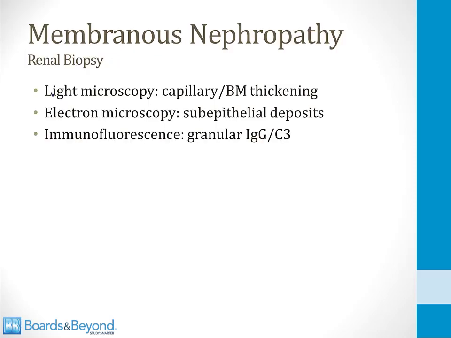So just to summarize the renal biopsy findings in membranous nephropathy, on light microscopy, you see capillary and basement membrane thickening. On electron microscopy, you see subepithelial deposits, those electron-dense deposits. And on immunofluorescence staining, you see a granular pattern, especially when stained for IgG and C3.